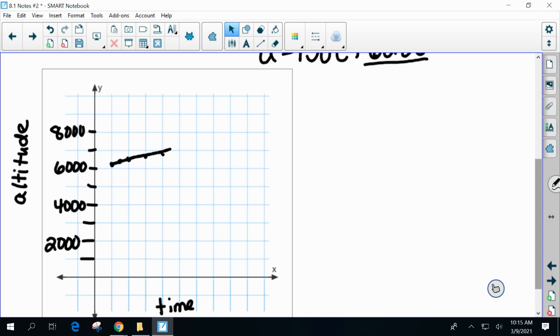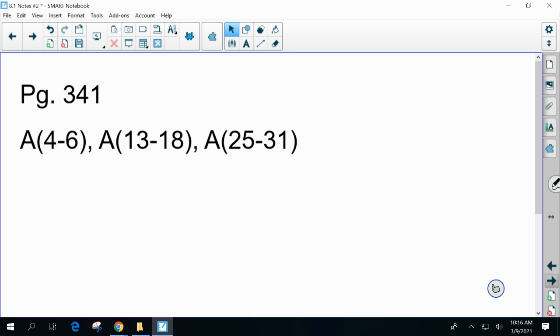Okay, so if we were to draw a line, our starting point would be roughly right here. So is this linear? Yes, this is linear. Okay, so I'll come back to that if I need to, but here's your assignment.